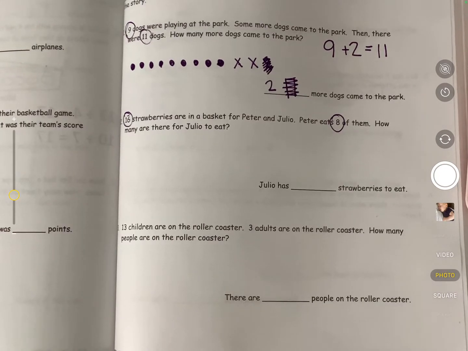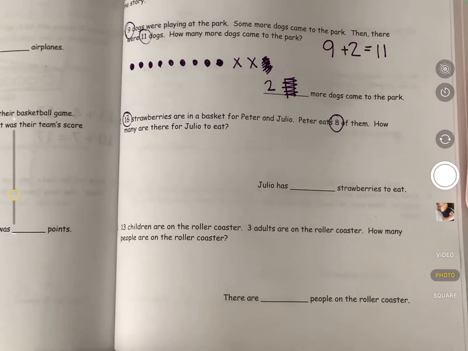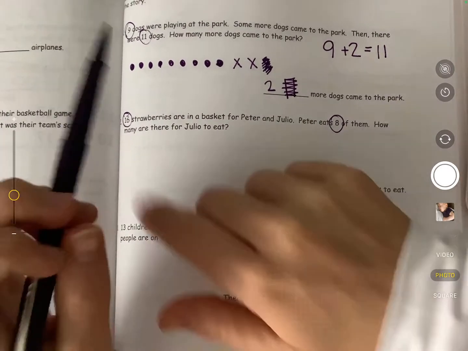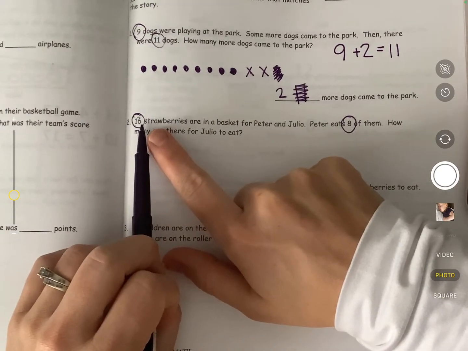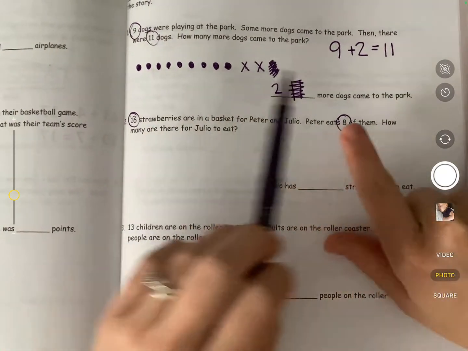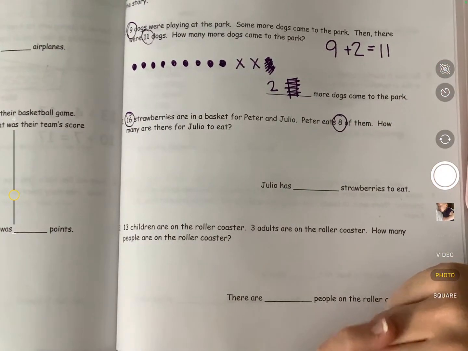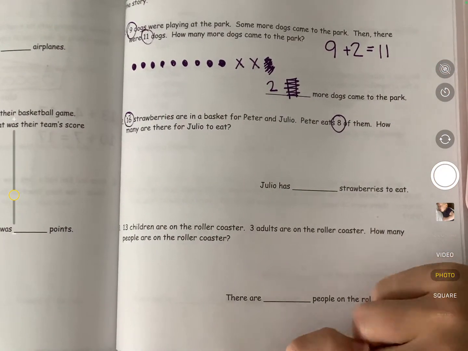Okay, so there's a couple of things that you might have said. And since this isn't live, I'm not sure which one you said. Some people might decide to draw the 16 strawberries first and then cross out 8 of them. That makes the most sense to me. So that's what I think I'm going to do.